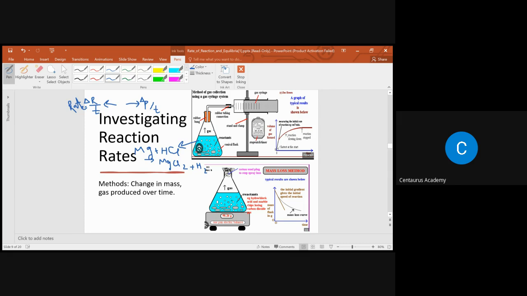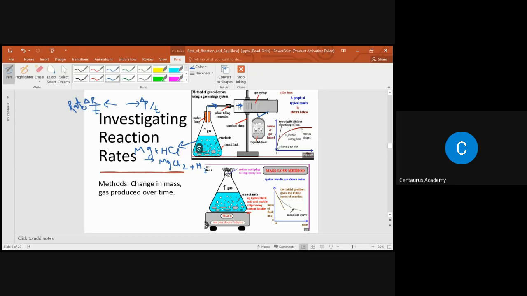In this reaction, the carbon dioxide gas or any other gas which is evolved goes through the delivery tube and is collected within the gas syringe. The gas plunger moves backward, and the initial and final gas volumes are looked into, and you take the change in the amount of product produced divided by the change in time. And how are you going to measure time? By using a stopwatch or a timer.